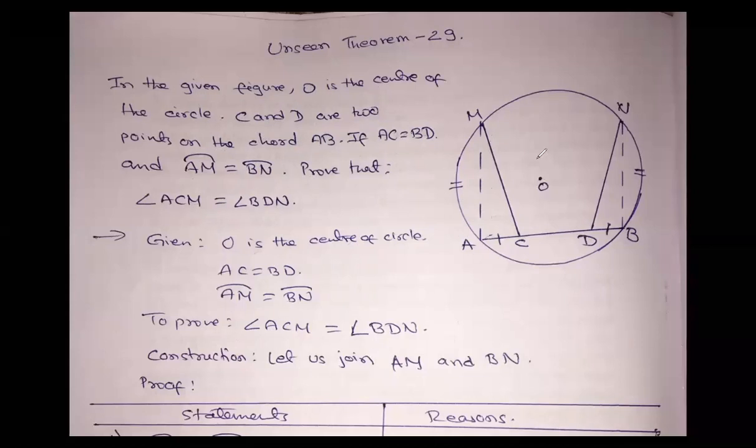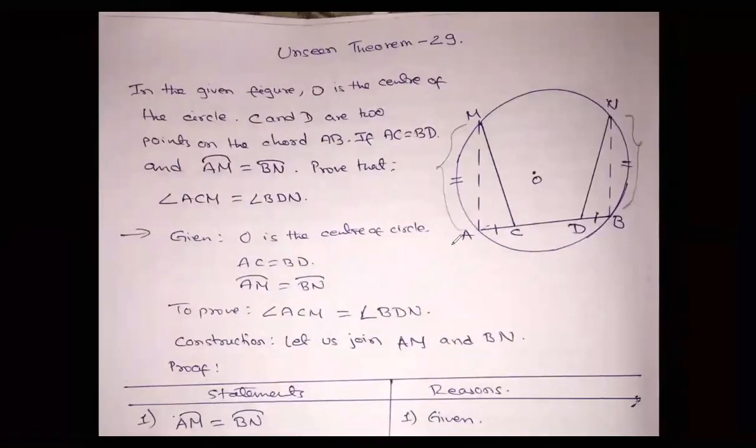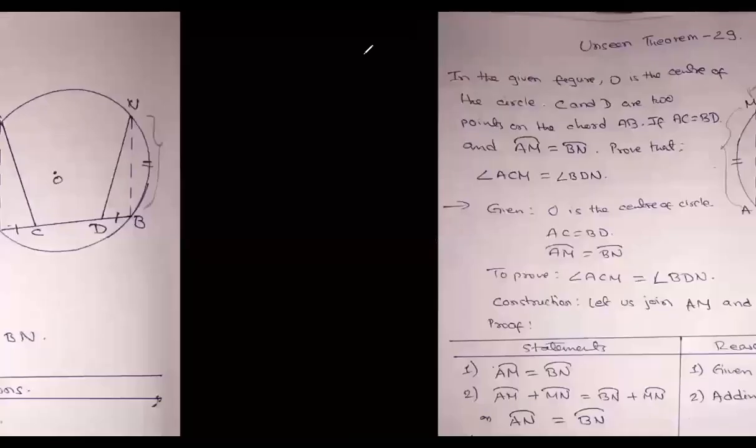In the construction, let us join and draw AM and PN. Join them like this. Now first of all, this arc and this arc are equal. That means arc AM and arc PN are equal to each other. Where is it given? It is given in the question itself. Correct? So there is no argument over here. What is given in the question is just this.